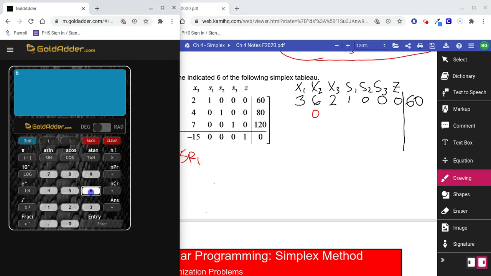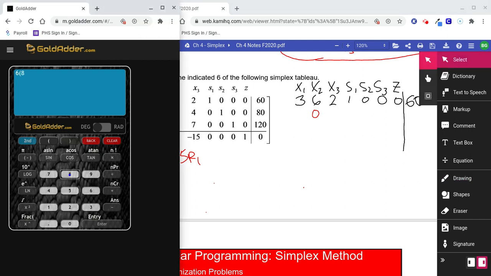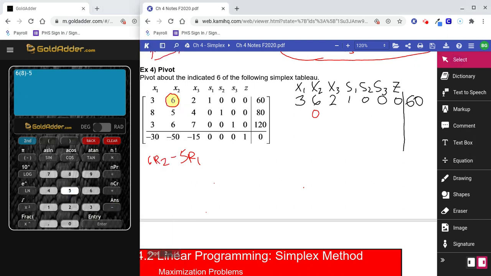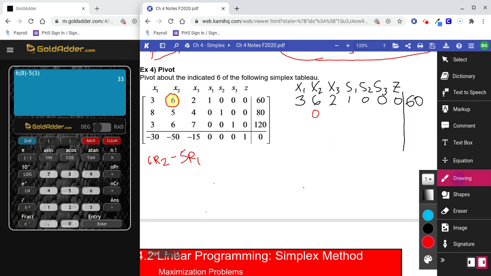So we're going to do 6 of those row 2 8s, so 6 8s minus 5 of those 3s. So that first element is going to be a 33. Move on to the 4 right there. You got 6 of these is 24 minus 5 of those is 10. So sometimes you can do it in your head. 24 minus 10 is 14.